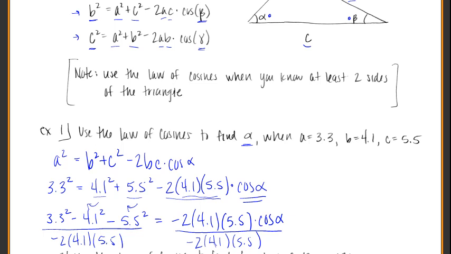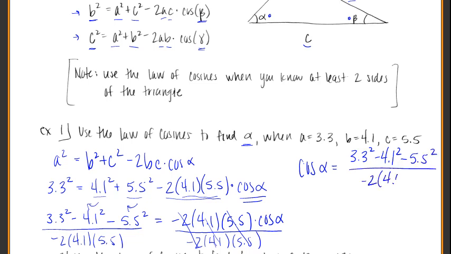So by the time we cancel all those off, we have cosine of alpha is equal to 3.3 squared minus 4.1 squared minus 5.5 squared divided by negative 2 times 4.1 times 5.5. And remember, anytime I want to solve for an angle, the only way I can get cosine off of this side and get rid of it is to use my inverse button. So alpha is going to be cosine inverse, and how about I just do that? All of that right in there.